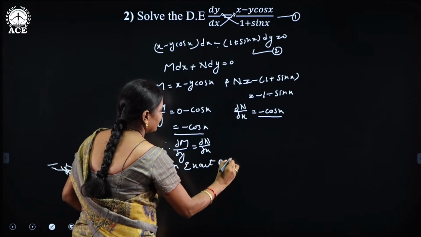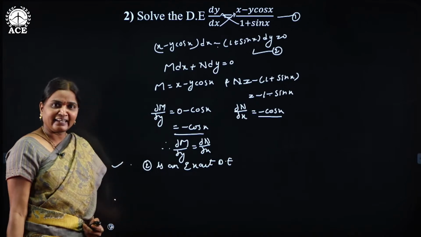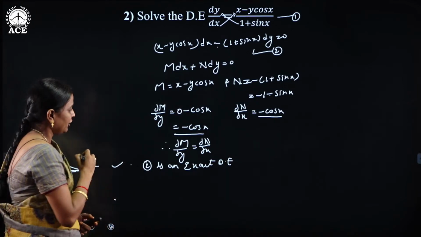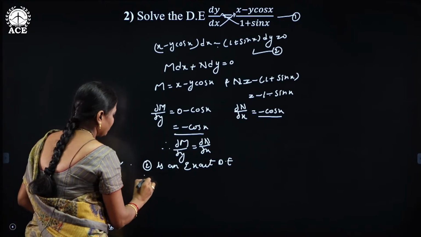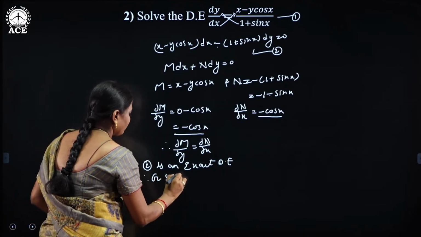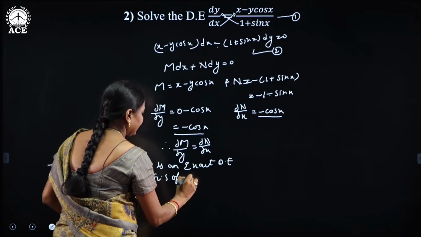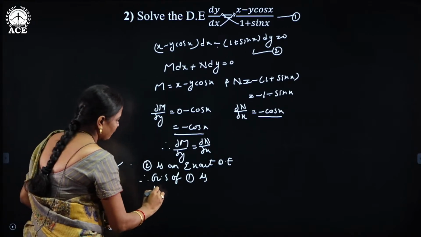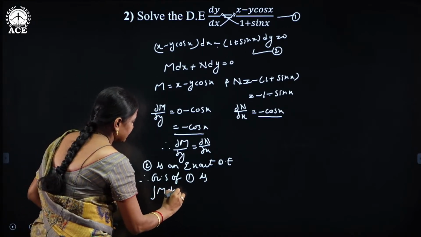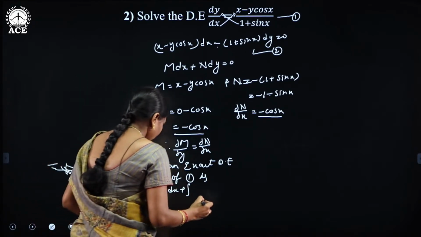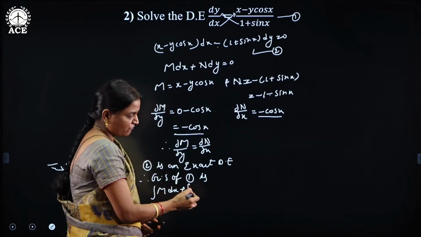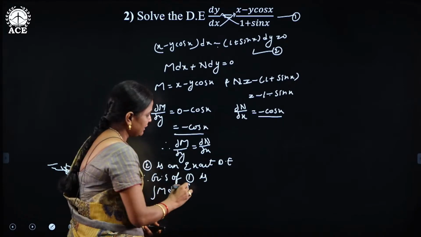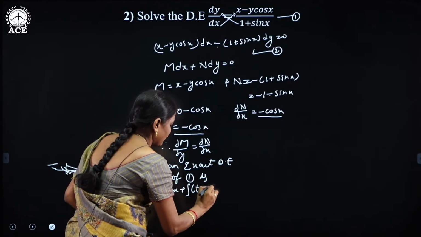Is an exact differential equation. When it is an exact differential equation, its general solution uses the following formula. So therefore, the general solution of equation 1 or equation 2 is, first write the formula. What is the formula? Integral of M dx plus integral, and in the second integral, don't confuse here, terms free from x in N only. Okay, so first write the formula.